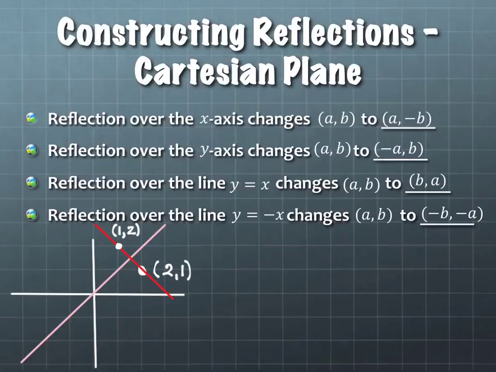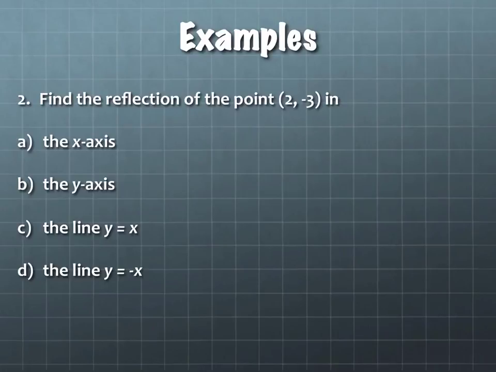All right, so I want you to take a minute, using this information or reasoning through it piece by piece if you prefer. I would like for you to take the point 2, negative 3, and find the reflection across those 4 different lines. The x-axis, the y-axis, the line y equal x, and the line y equal negative x. Okay, so you're going to write down 4 ordered pairs. Starting with the 2, negative 3, write down 4 ordered pairs after each one of those reflections.